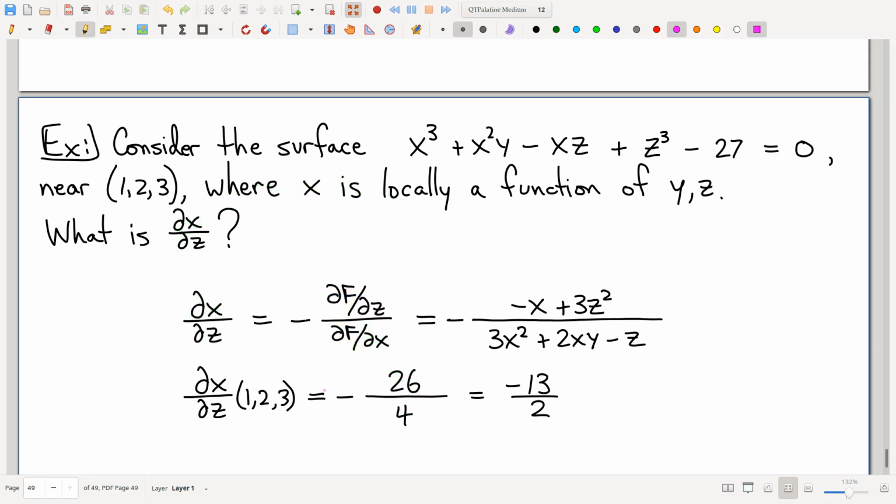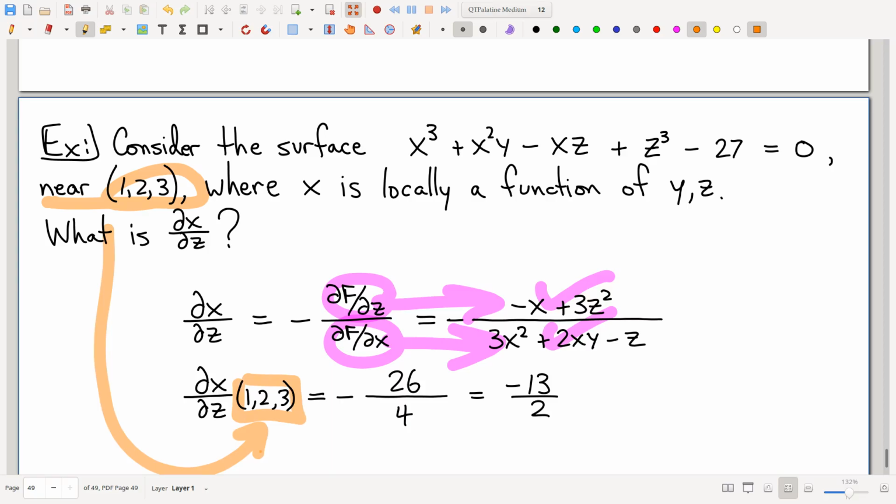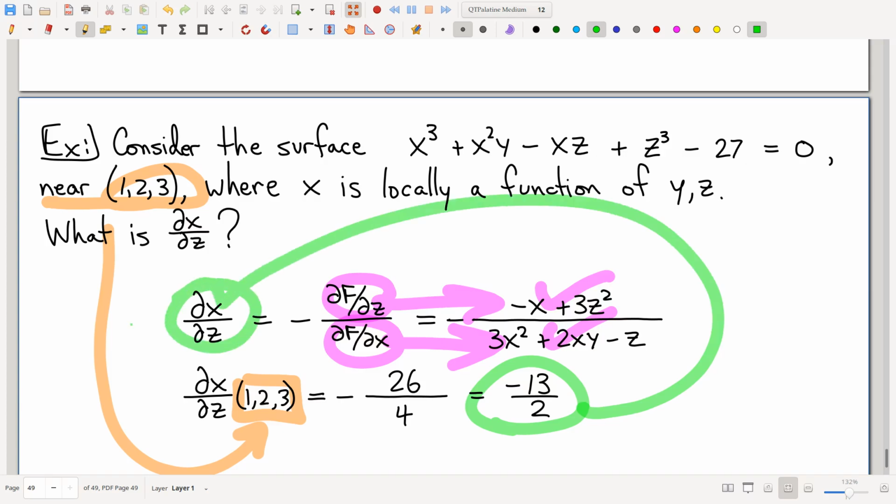Okay, and now it's plug and chug. Easy partial, easy partial. Punch that out. Don't forget that we're looking near the point 1, 2, 3, so I've got to plug in the point 1, 2, 3, and let's see here. We get as our final result, we get minus 13 halves for this partial there. Everybody happy?